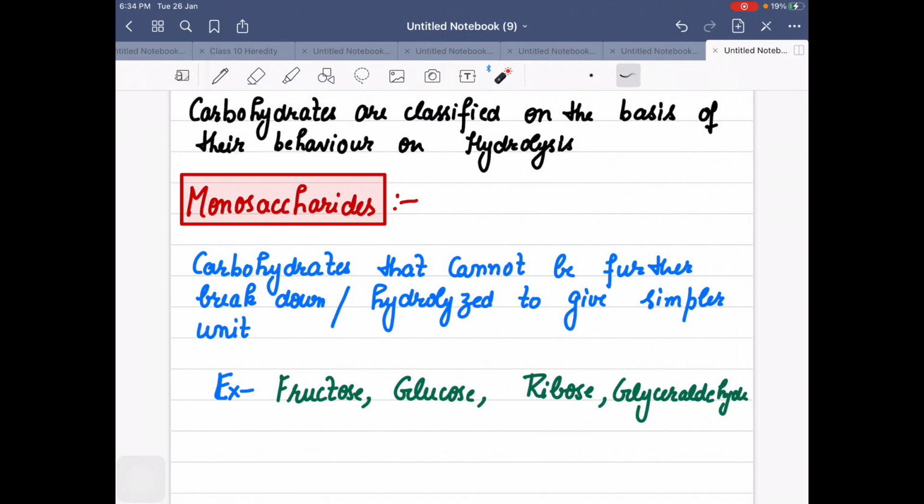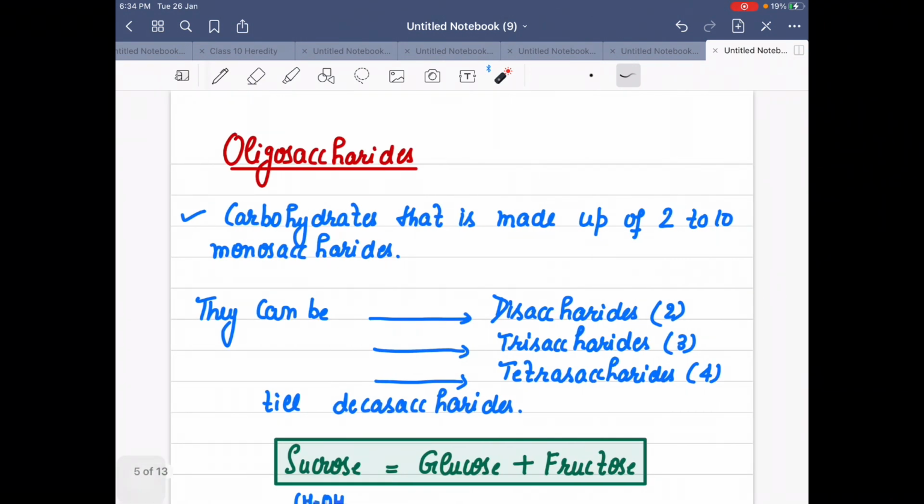No, because they are the simplest ones. Simple sugars are the simplest units. You cannot break them down. You cannot break down fructose further, or glucose, ribose, glyceraldehyde. These are monosaccharides. But oligosaccharides, generally we write 2 to 7 and we extend it to 10 also.